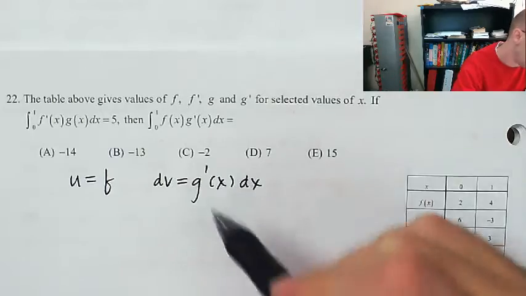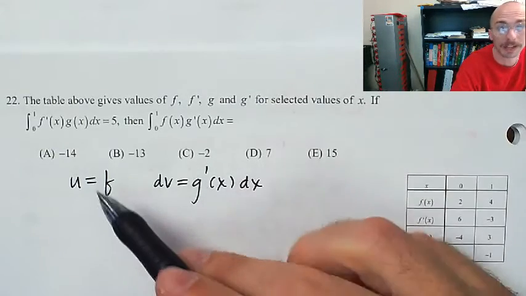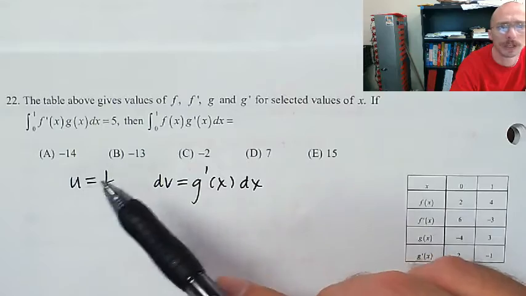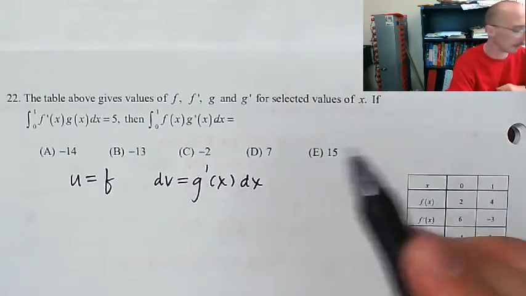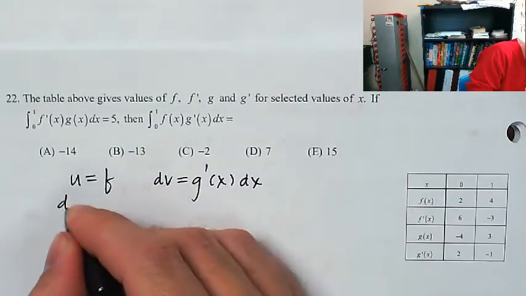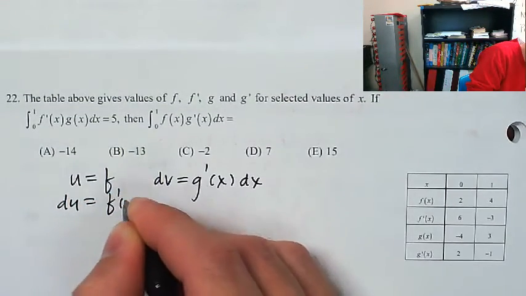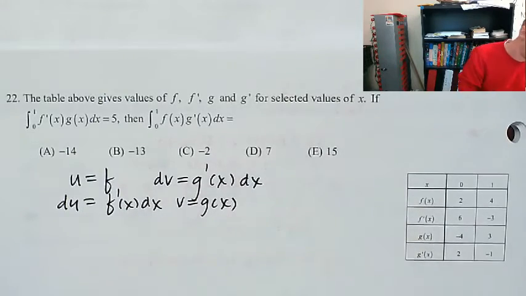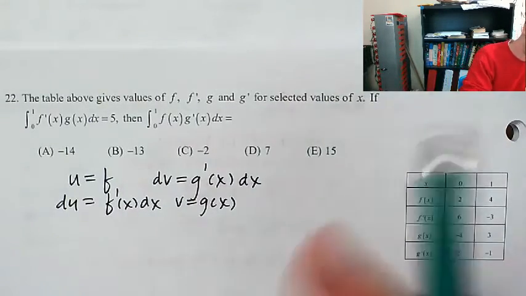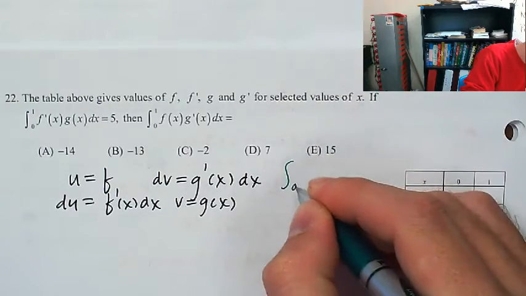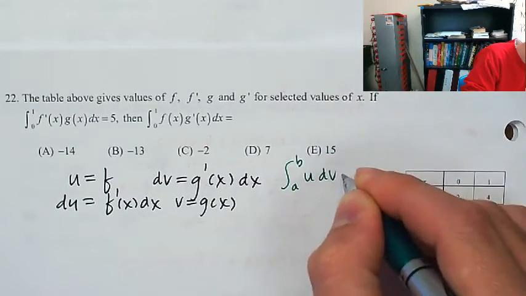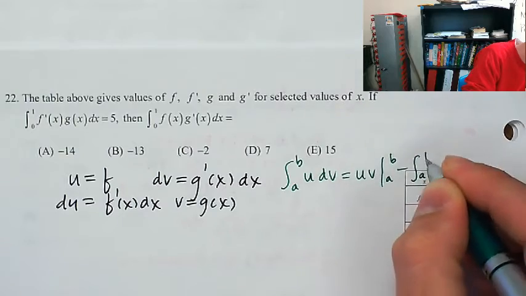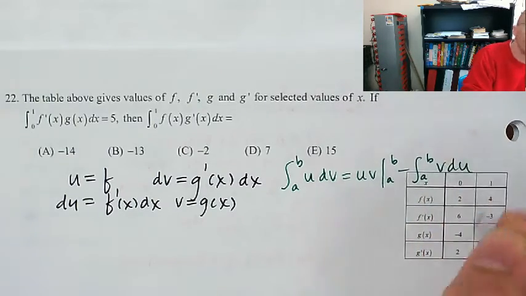Also, I don't have any information about g double prime or the antiderivative of f, so I would not be wanting to let u equal g prime and dv equal f. That's not going to work out for me. So then du is going to be f prime of x dx, and v will be g of x. Okay. Now we know that the integral from a to b of u dv is going to be u times v evaluated from a to b minus the integral from a to b of v du.